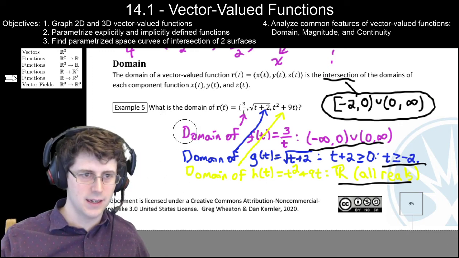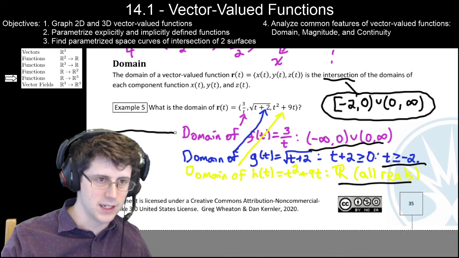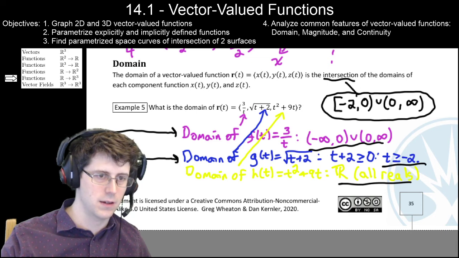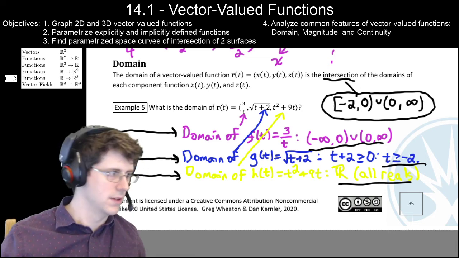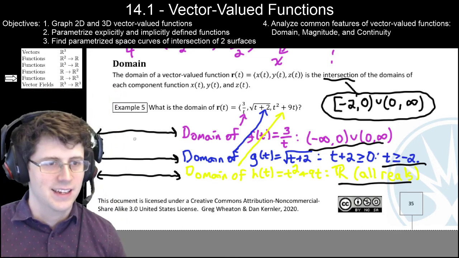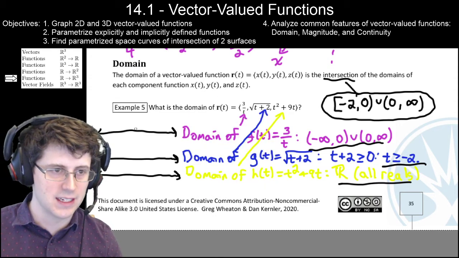Let me see if I can show you why we're using the word intersection here with a little bit better of a picture. I think I'm drawing under myself right now, so I actually have to scooch over. Okay, so the domain of the first component was everything except 0.